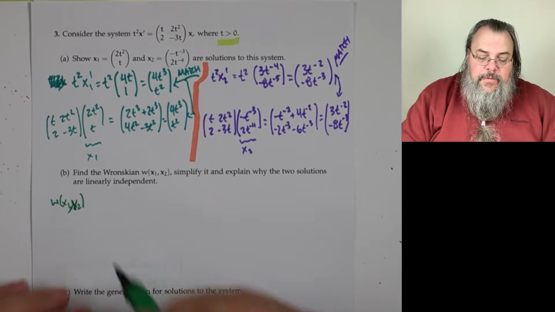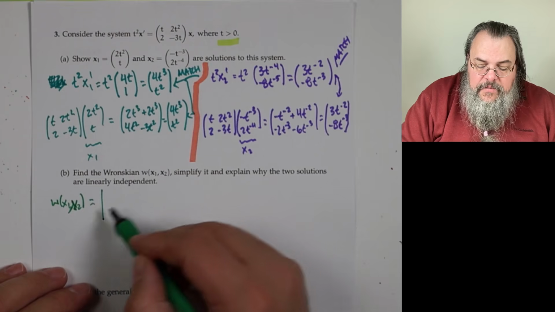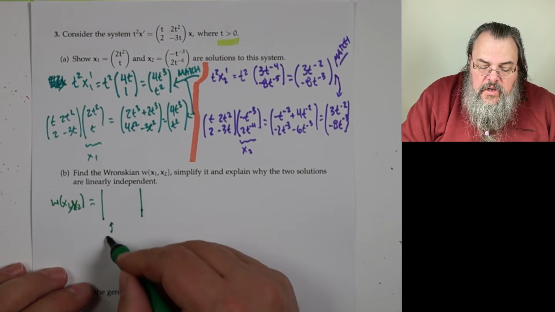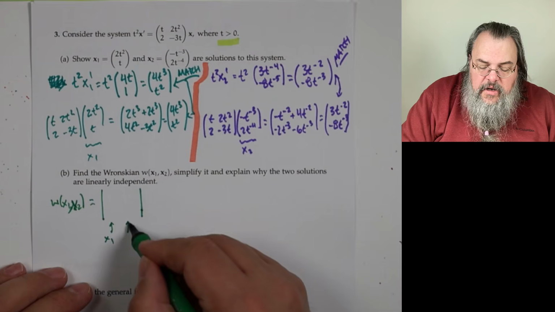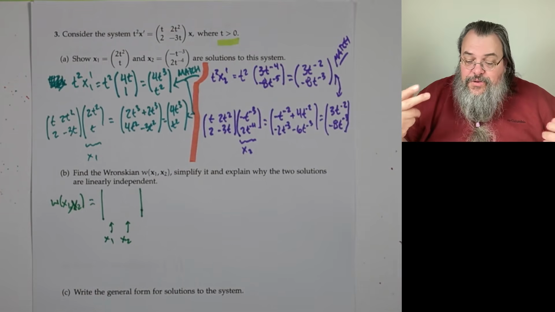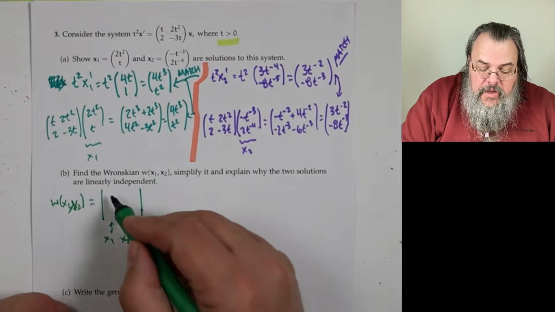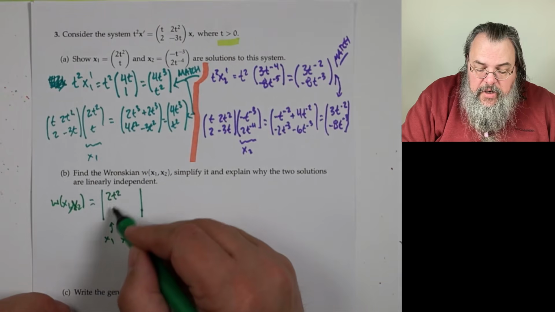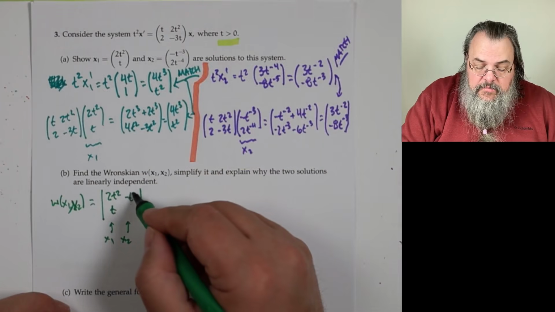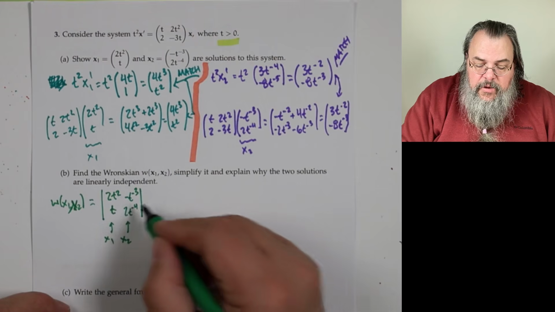Now for systems, what you do is you're going to make a determinant of a matrix, and the columns are your solutions. So you're going to make a column for each solution. In this case, we have two solutions, two columns. So we say, okay, here's x1. So we put that in, 2t squared, t. Here's x2. That's in our other column. Minus t to the minus 3, 2t to the minus 4.